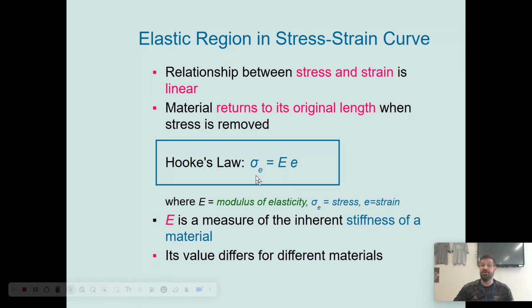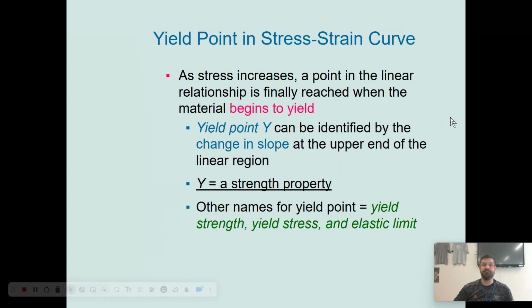So the test itself lets you figure out what the stress is and what the strain is. Ultimately, what you're trying to figure out is the modulus of elasticity, that capital E, for a particular material, and it's different for every single material. So hopefully that all makes sense, and when you have questions about it, please ask me about it, okay?